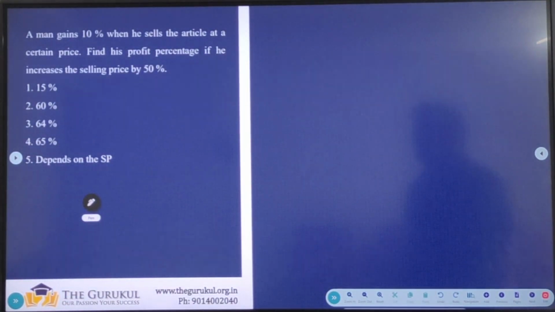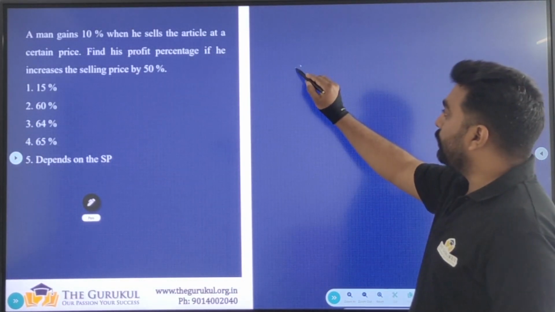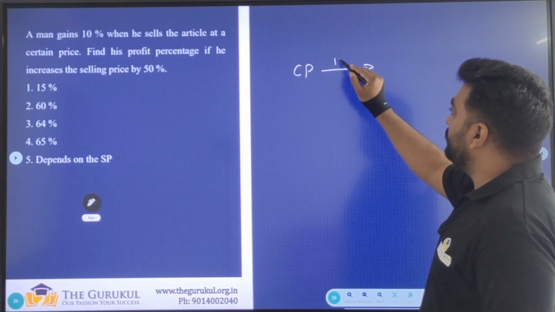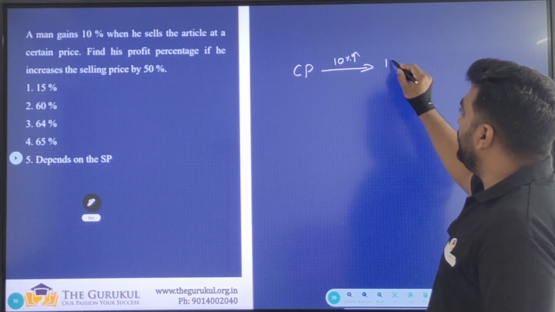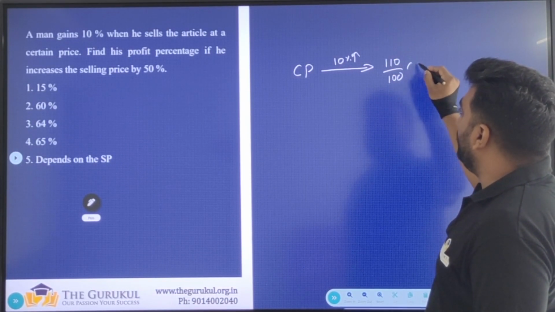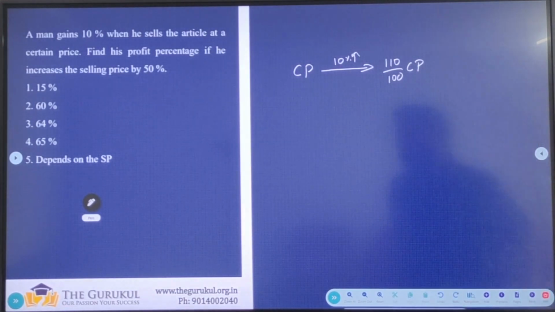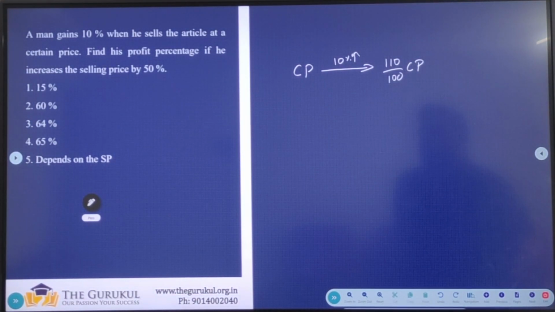A man gains 10% when he sells the article at a certain price. Find his profit percentage if he increases the selling price by 50%. A man gains 10% when he sells an article at certain price. So cost price increased by 10%. This will become 110 by 100 of cost price. Find his profit percentage if he increases the selling price by 50%.